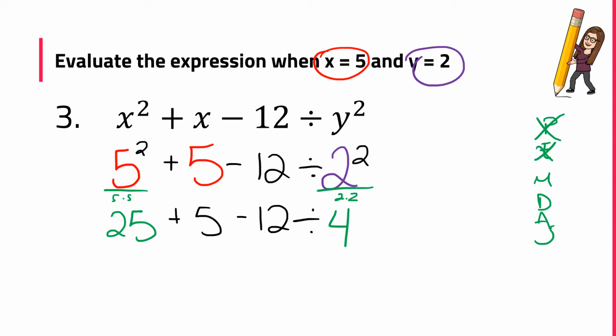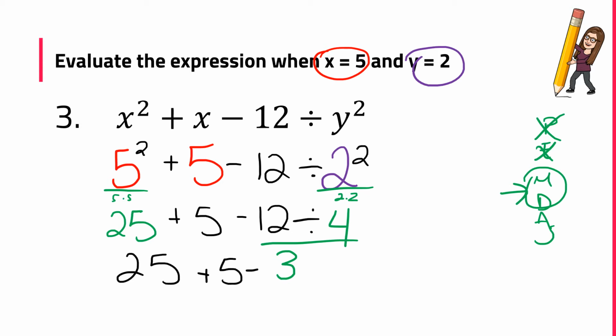Next, any multiplying or dividing from left to right. Let's see, I have one division here. 12 divided by 4 is 3. Everything else falls down. Notice how I always underline. That helps me remember what falls down. If it's not underlined, it falls past the line.